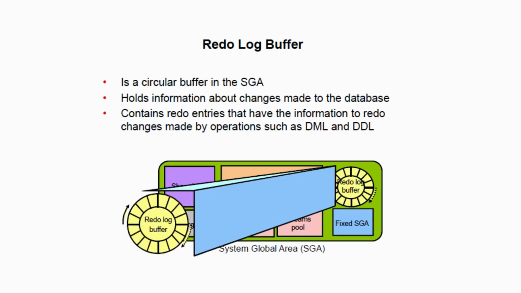The redo log buffer is a circular buffer in the SGA that holds information about changes made to the database. This information is stored in redo entries. Redo entries contain the information necessary to reconstruct, or redo, changes that are made to the database by DML, DDL, or internal operations. Redo entries are used for database recovery if necessary.